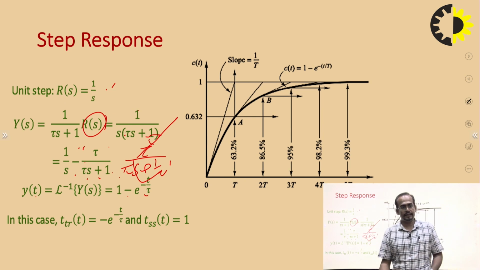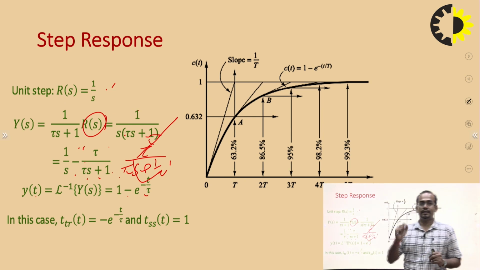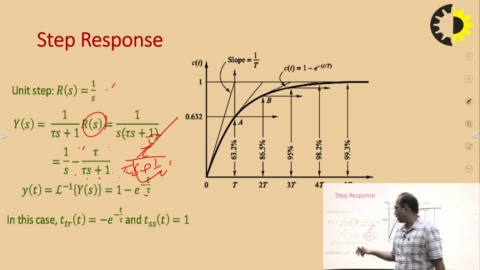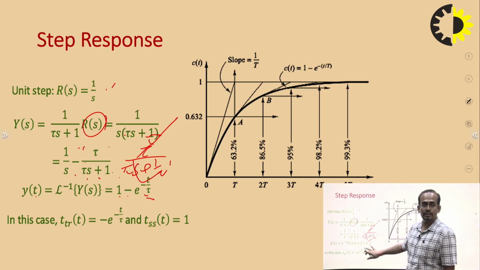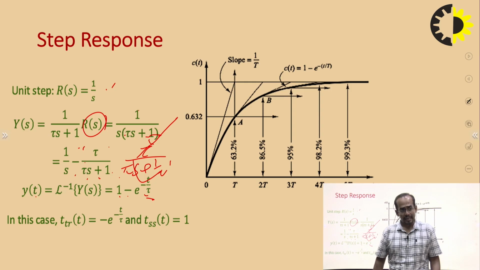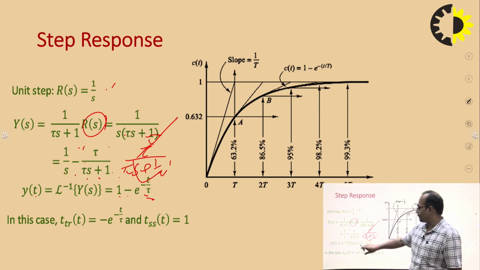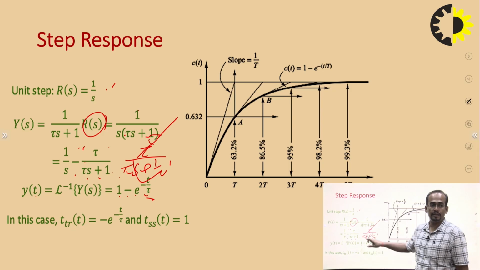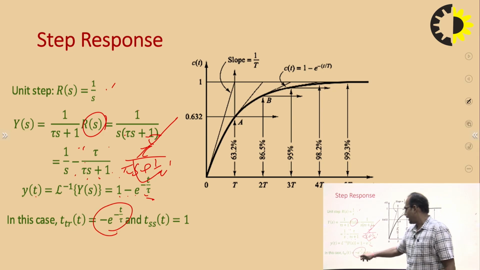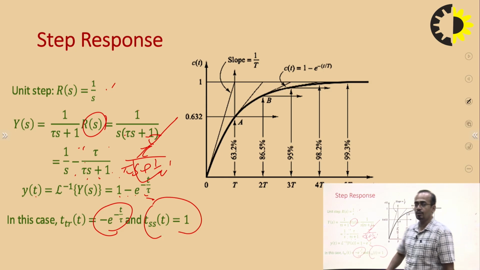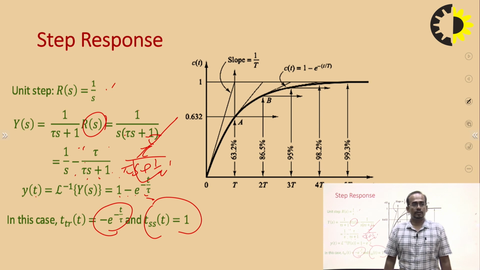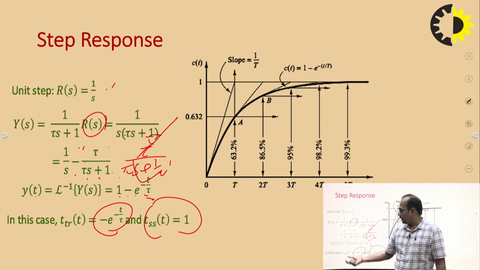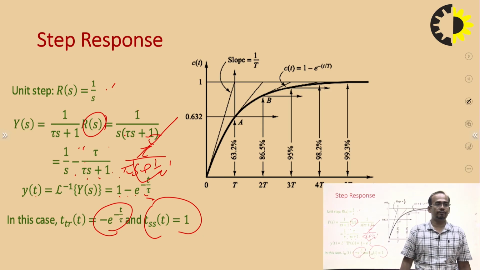What will be the steady state error? The desired output for this system is 1. So what will be the difference between input and output? Input is a step signal, output is 1 minus e to the power minus t by tau. If I find the steady state error, output minus input, you will get e to the power minus t by tau, and the steady state error e_ss at t equal to infinity is 0. So this is the step response of the first order system. In this case, you have seen the time response of the first order system.